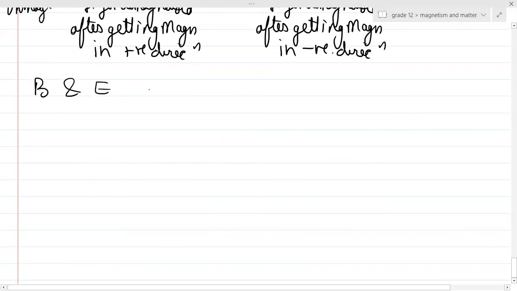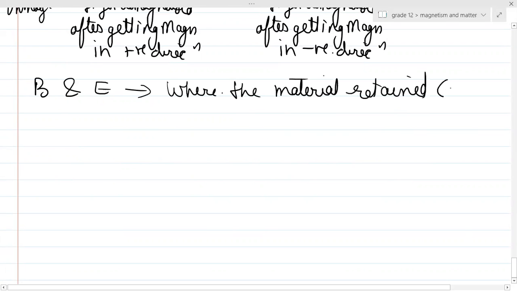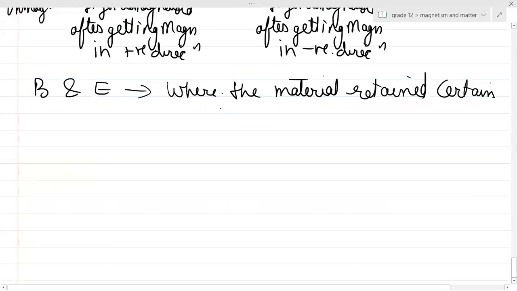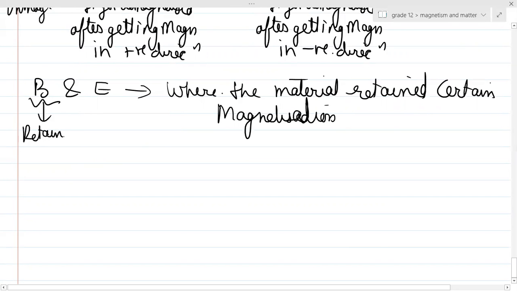B and E were those points where the material retained certain magnetization. B is the point where it retained in positive direction, and E is basically the point where it retained in negative direction.